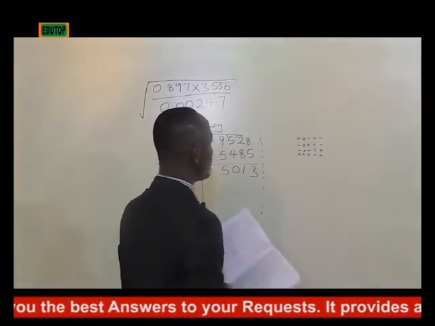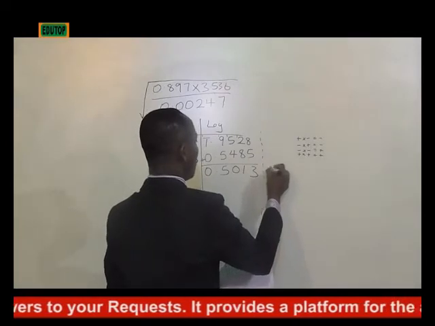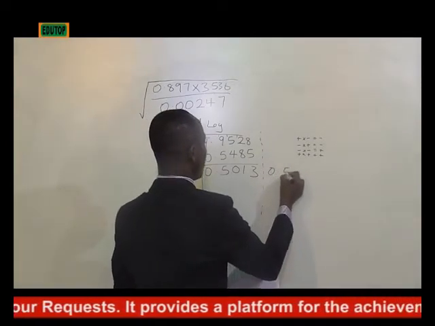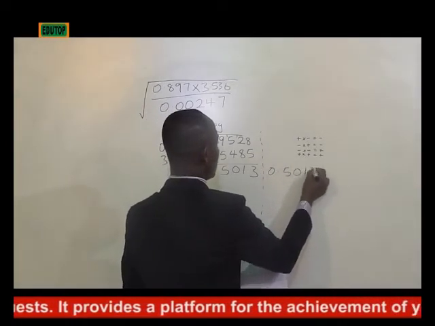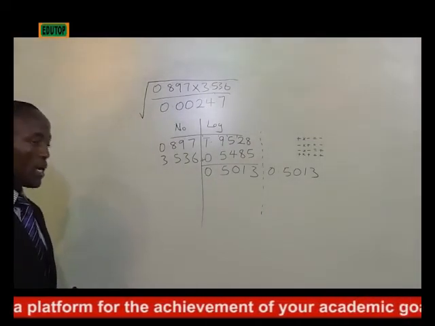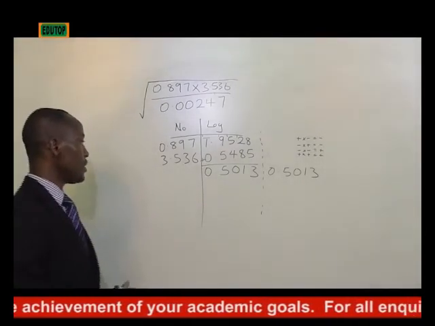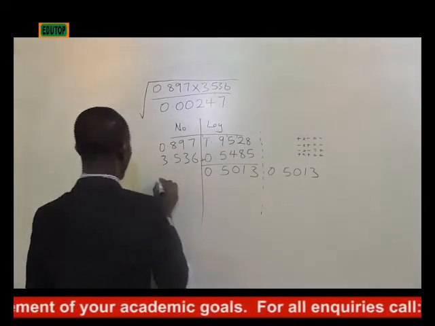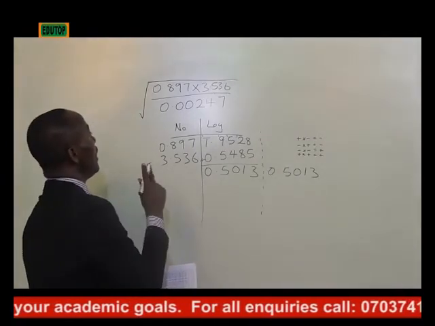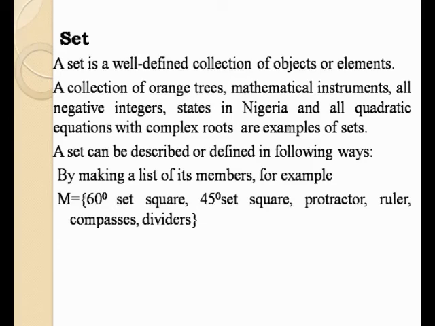All these ones we are still going to use later. So that will be 0.5013. This third column usually comes into place when we are having a numerator and then a denominator. Then to treat our denominator, we are having sets. This is our next topic.